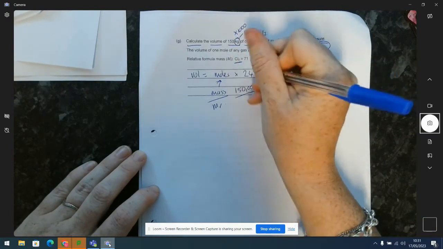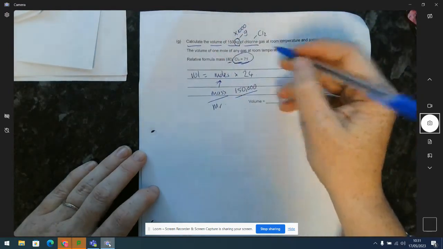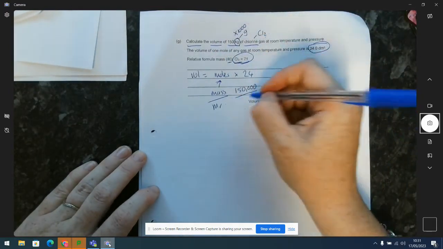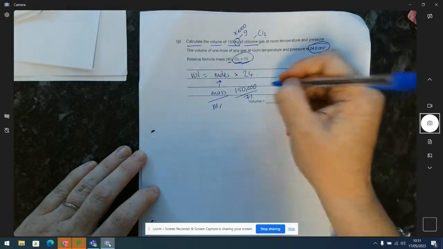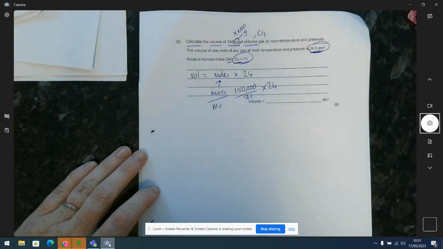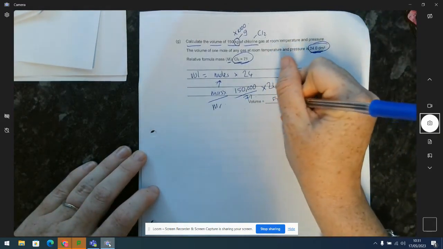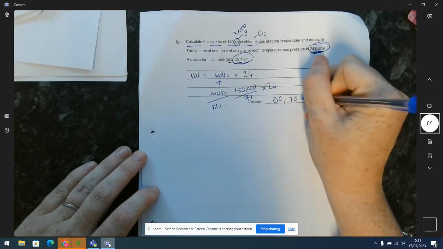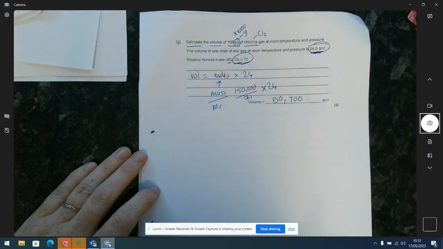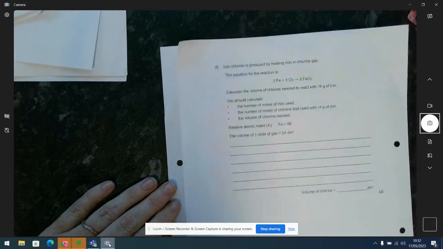150,000. I divide it by the MR, which is given to me in the question, which I know is 71 because there's 2 chlorine atoms. And then I times it by 24 because that's the volume any 1 mole of a gas will take up. And that's going to give me an answer of 50,700 decimeters cubed. Okay, so lots to think about in that question there. We'll look at one more, and then again, you can go on to practice these.